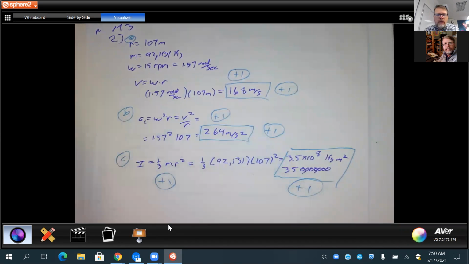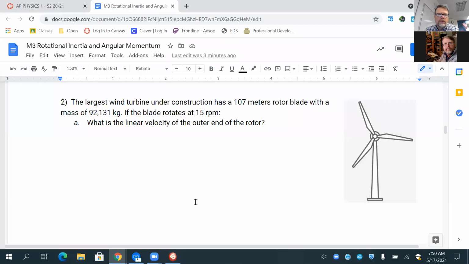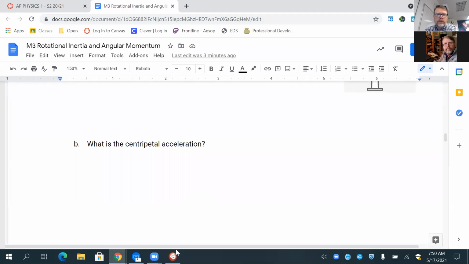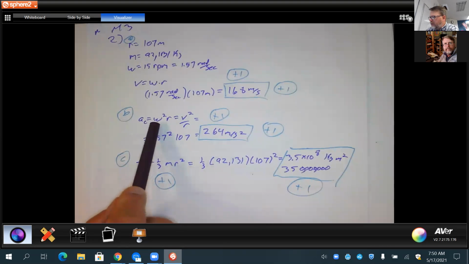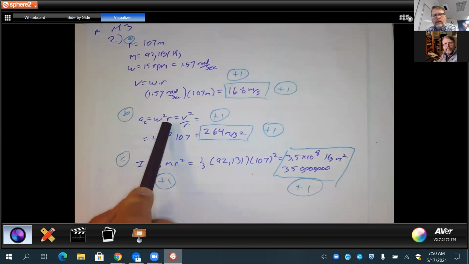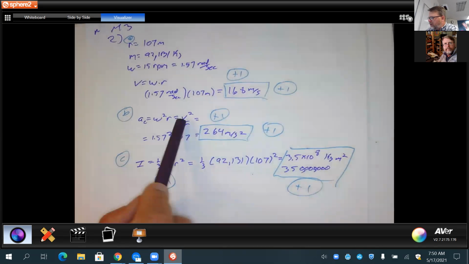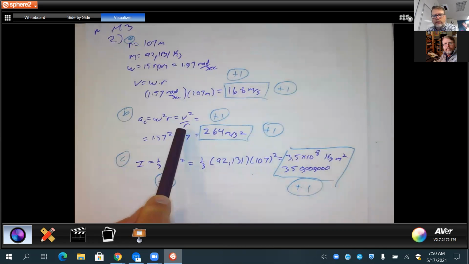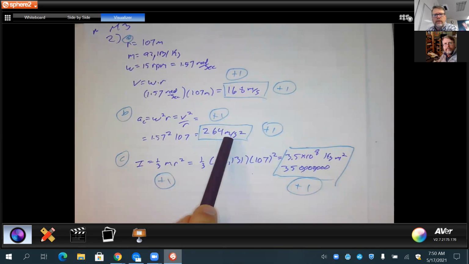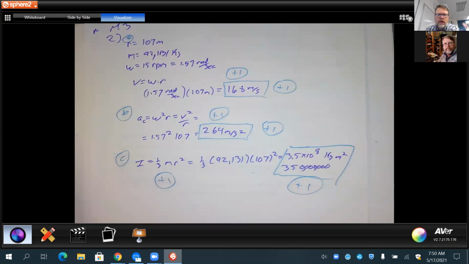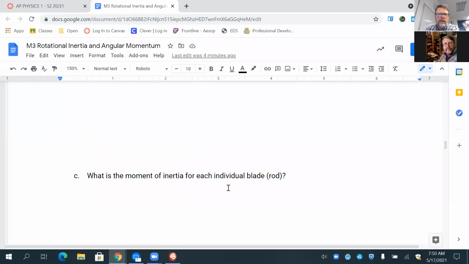Okay, next up, what is the centripetal acceleration? We can do that one of two ways. You could do it just like the last question, or you could use linear velocity squared divided by r. Either way it should approach the same number. Okay, and moving on here.